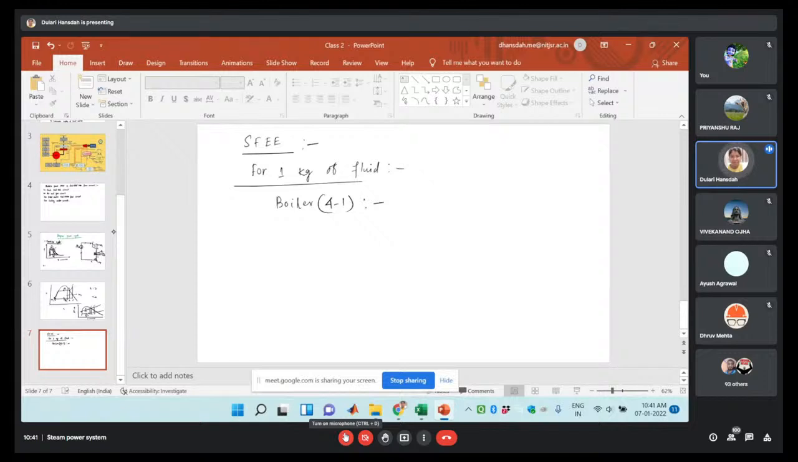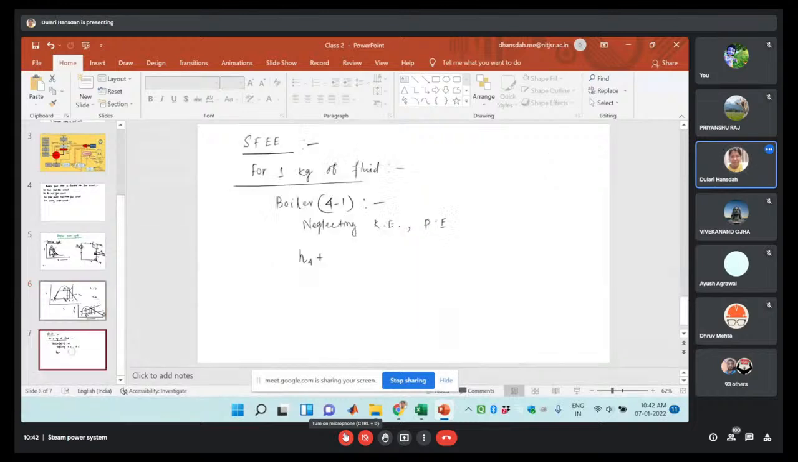So in this case, we are neglecting K, P, so kinetic energy, potential energy. So these are all we are neglecting. So for unit mass of fluid, if you are writing the steady flow energy equation, so that will give us H4, enthalpy H4, right?